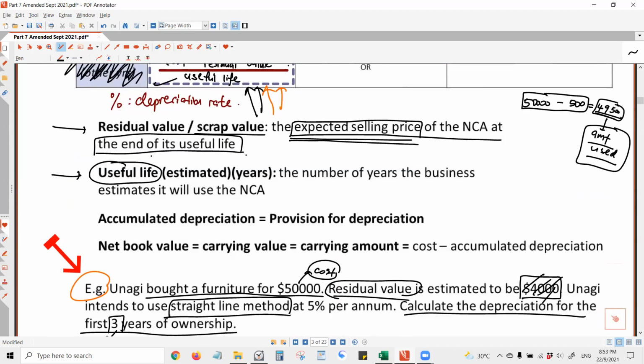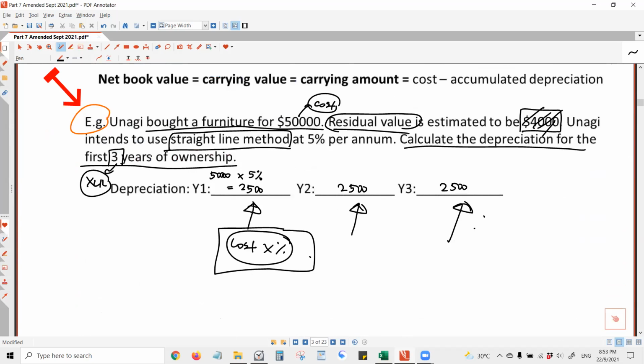Useful life is the number of years you expect to use the NCA that you bought. But this is not useful life. This 3 is not useful life. It is just telling you to calculate depreciation for the first 3 years. It doesn't tell you that Unagi expects to use it for 3 years. So no useful life is given here. So cost times percentage.